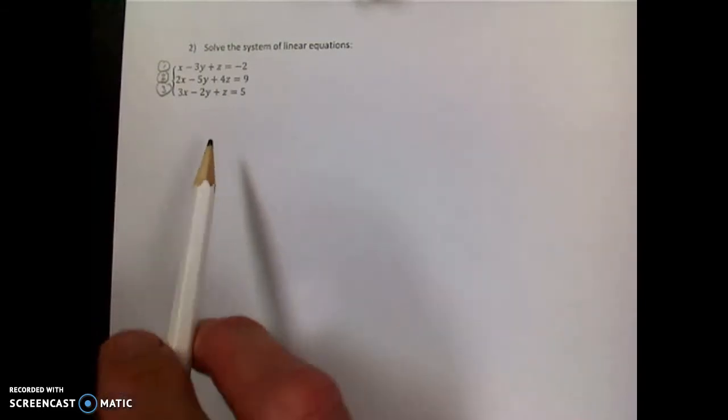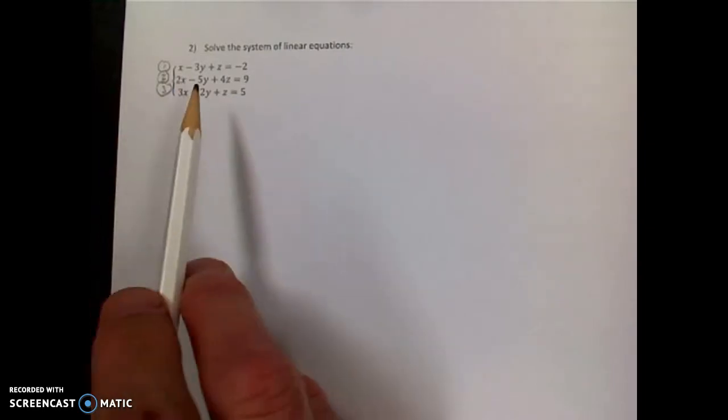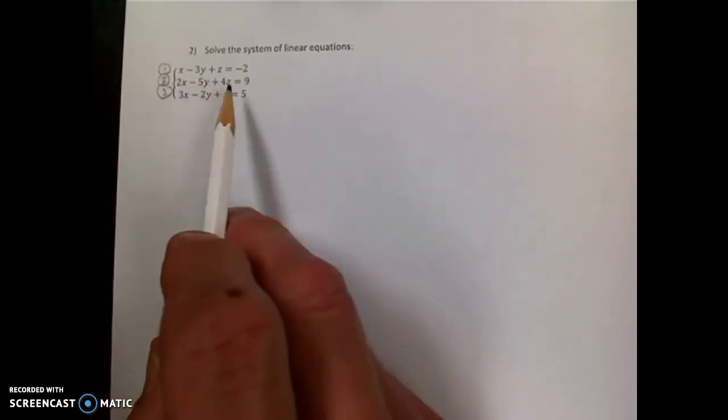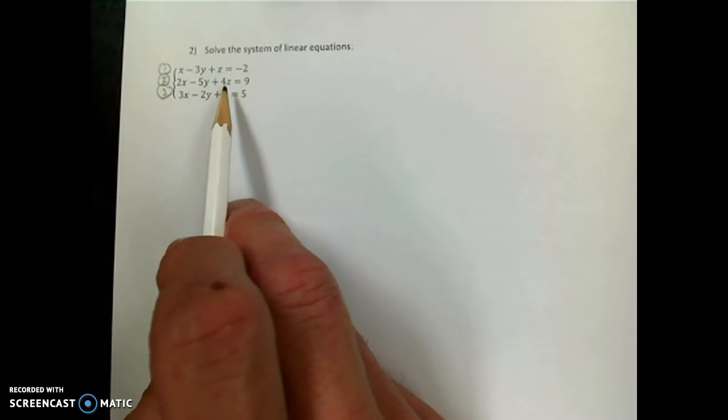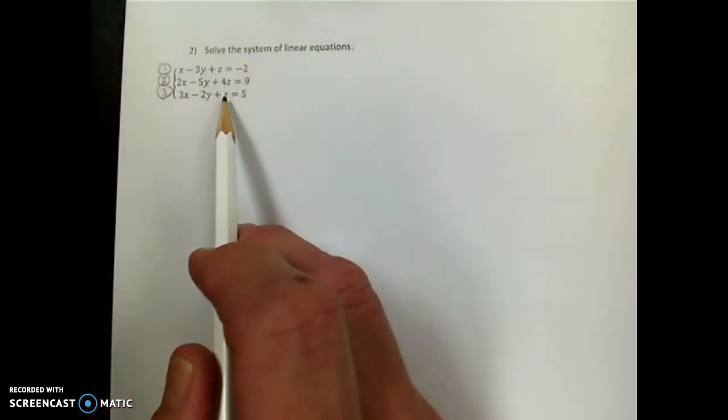So I want to set up some strategy. I want to think about, do I want to try to eliminate x, or eliminate y, or eliminate z? Well, I'm drawn to z right away because I have two equations that both have one z. It should be relatively easy to eliminate that.